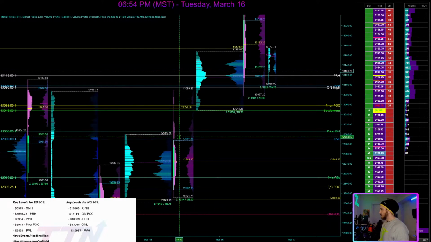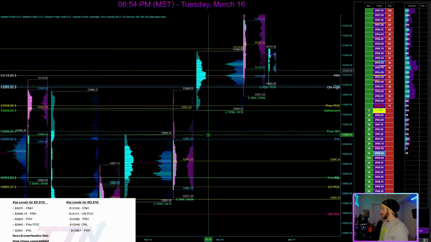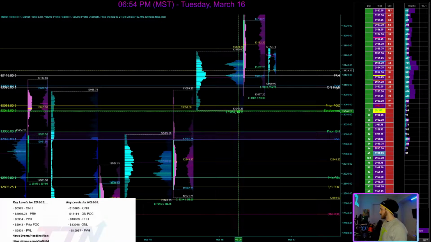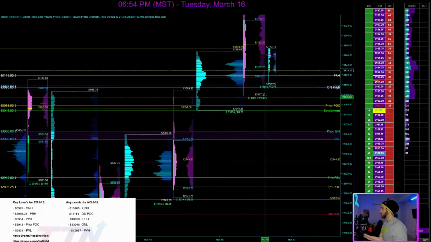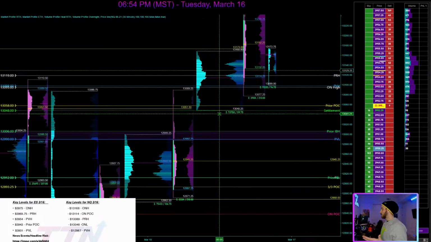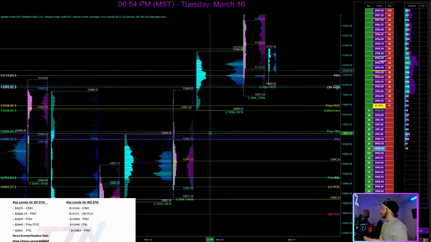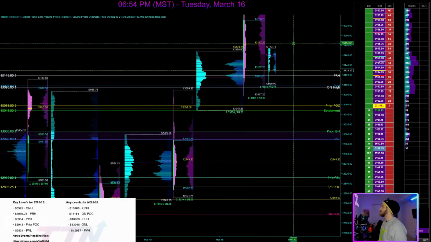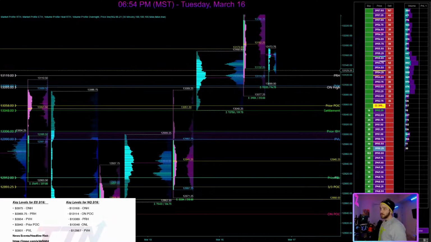Could have used this level right here, but I would really consider this a zone. For instance, if we break this level, just as an idea, if we break this low, we're likely going here. If we break this low, we're likely going here. So keep an eye on those levels moving forward.